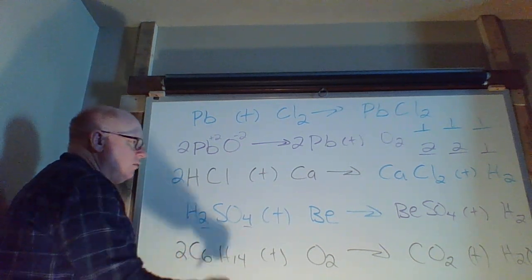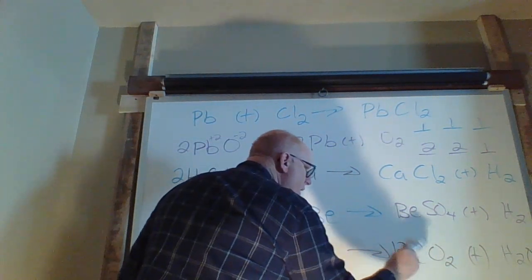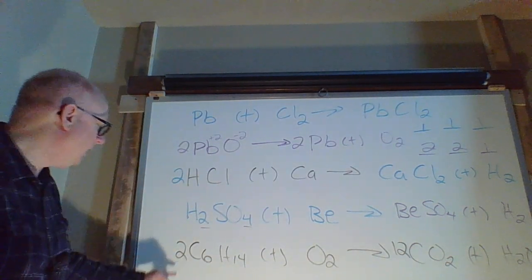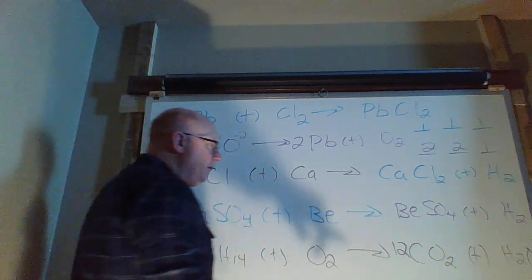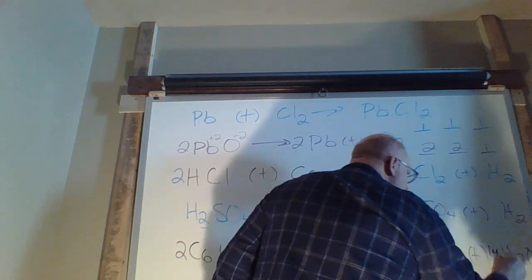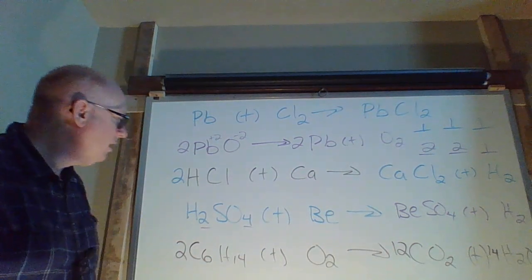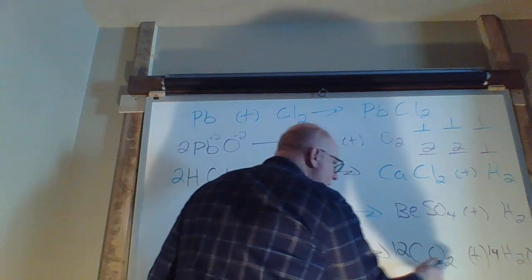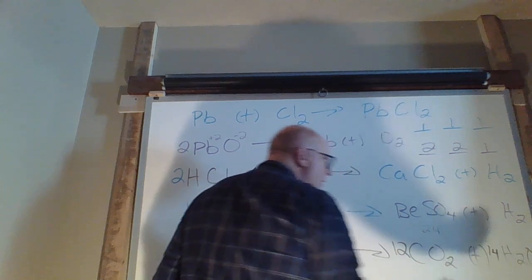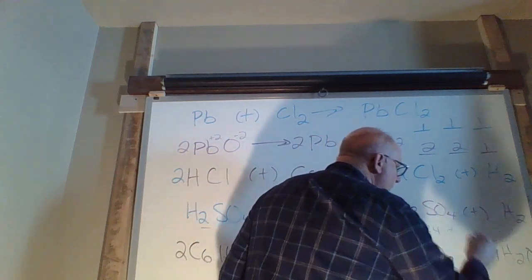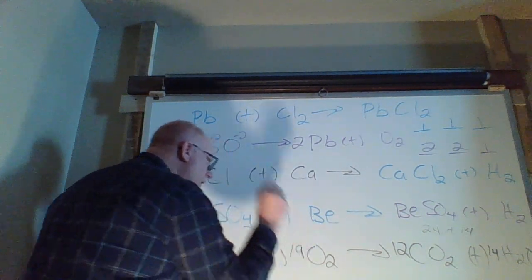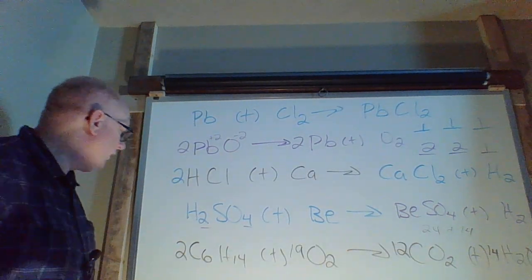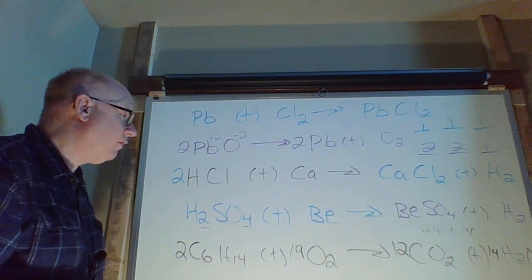2 times 6 gives you 12. So we put a 12 here. Let's not worry about the oxygens. Okay. 2 times 14 gives you 28 for your hydrogens. We've got 2 over here, so we need 14. Now your hydrogens are balanced. Now let's deal with your oxygens. 12 times 2, 24. And then 14 times 1, it gives you 14, so that's 38. So 38 divided by 2 then gives you 19. So there is your coefficients, 2, 19, 12, and 14.